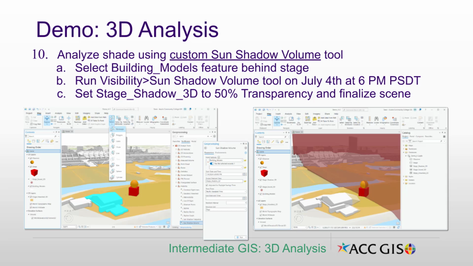In our final step, we need to ensure that the building behind the stage won't cast a shadow across the stage. So we'll analyze shade using the custom sun shadow volume geoprocessing tool. First, we'll select the building model features behind the stage, and then we'll run the sun shadow volume geoprocessing tool for the date and time of the concert, July 4th at 6 p.m. Pacific Standard Time. Then we'll set the resulting stage shadow 3D to 50%, finalize the scene, and confirm that the proposed stage won't be in shadow at the beginning of the concert.